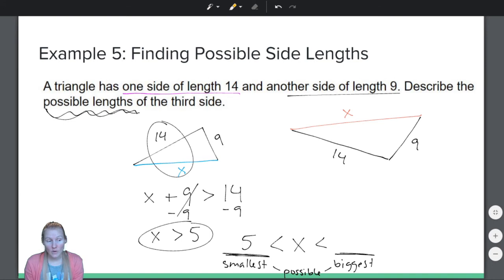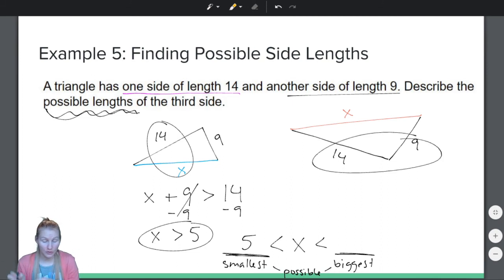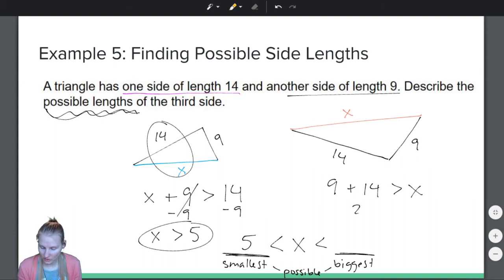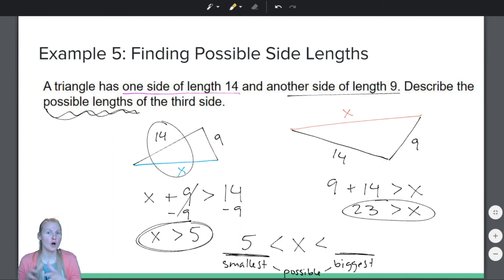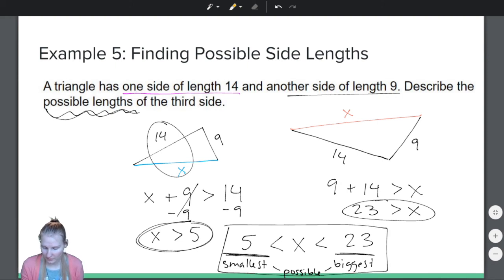Alright, now if x is supposed to be the biggest side, we need to make sure that when I add the other two sides together, when I add 9 and 14 together, that still needs to be bigger than x. So, 9 plus 14 is 23. So x has to be bigger than 5, but it also needs to be smaller than 23. So, x needs to be bigger than 5, but smaller than 23.